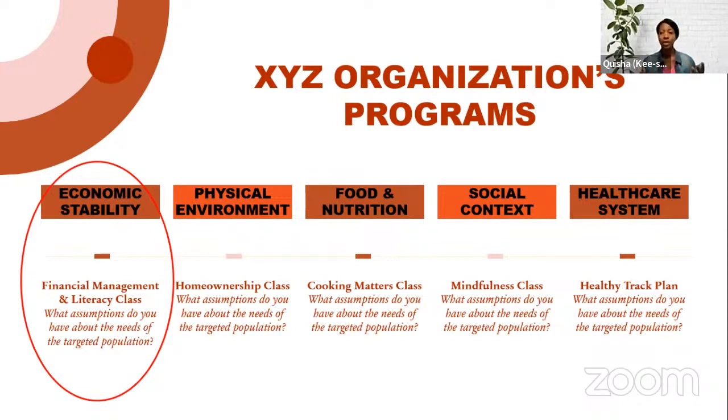And let's say we're an organization, XYZ organization. And in order to help the community that we're working in, a marginalized community, to help them develop economic stability, we are going to offer a financial management and literacy class. Now, before we start this as an organization and start offering it, we need to know what interventions or what specific things should we be sure to include in this program that would best help the people that we're serving.